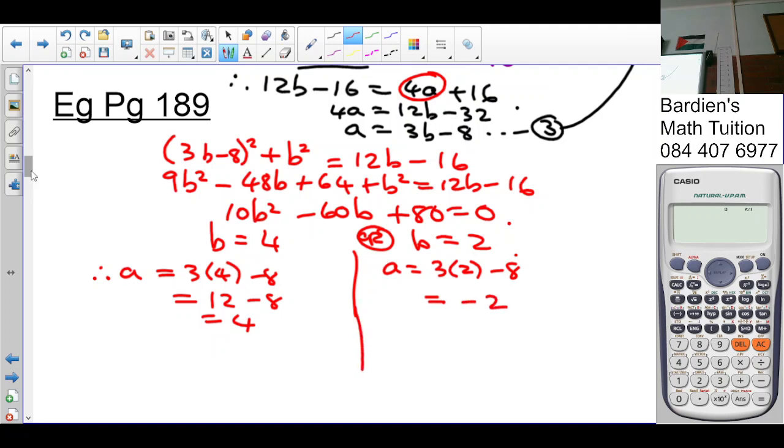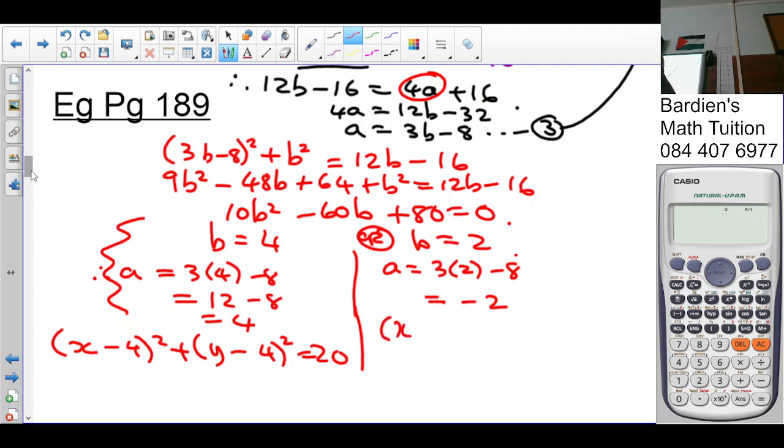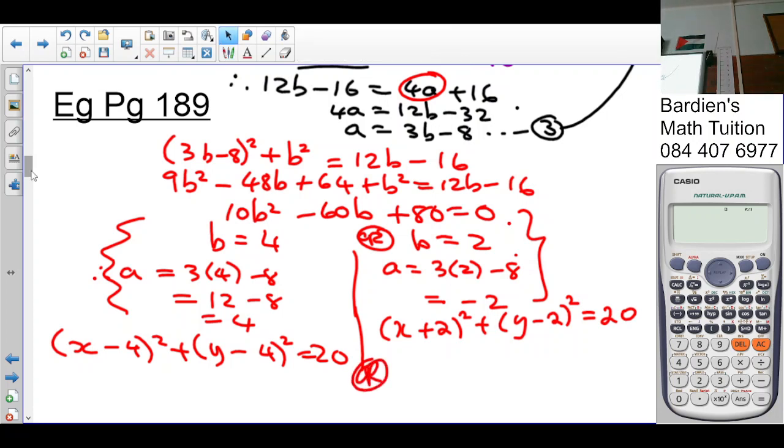Now to answer the question, what is the equation of the circle? So the equation of the circle is going to be (x minus a), I'm going with these two here, (x minus 4) squared plus (y minus b), which is also (y minus 4) squared, is equal to r squared, which is (2 root 5) squared, which is 20. On the other hand, we got (x minus a), which is (x plus 2) squared, plus (y minus b), which is (y plus 2) squared, I'm using these values for a and b now, equals (2 root 5) squared, which is again 20. So it's either one of these two.